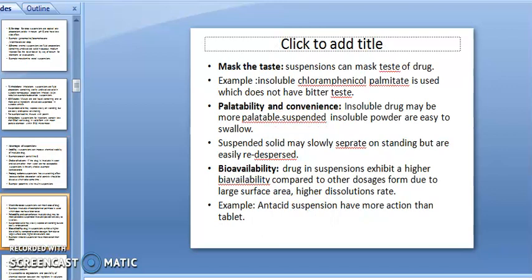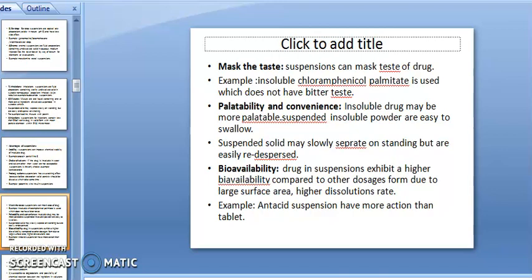Mask the taste. Suspension can mask the taste of drug. Example, insoluble chloramphenicol palmitate is used which does not have the bitter taste. When you are using the chloramphenicol base as a soluble form, it has a bitter taste. When you are using the salt form or insoluble chloramphenicol salt, it has no taste. You can easily formulate it in the formulation of suspension.